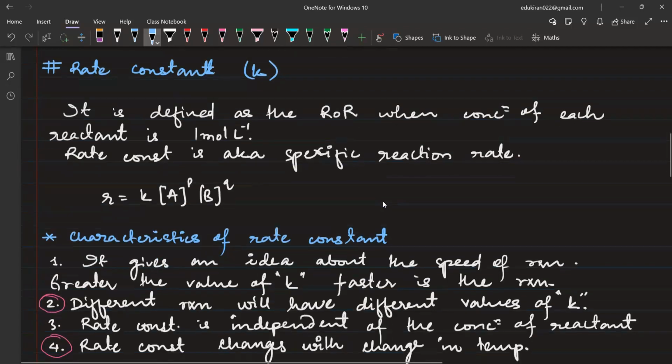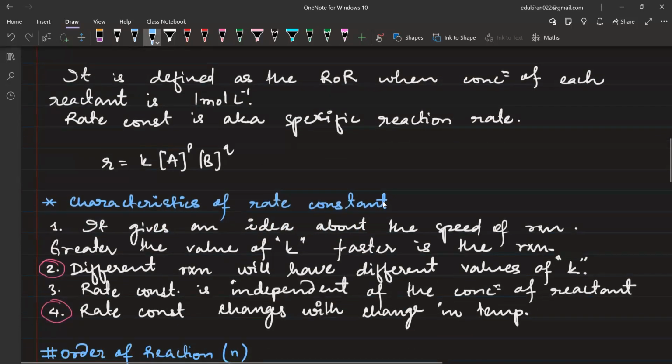Now, what are the characteristics of rate constant? It gives an idea about the speed of reaction, because you have kept it at the standard condition of 1 molar, and if the rate constant is very large, that means the reaction will be faster. Greater the value of K, faster is the reaction. Different reactions will have different values of K. Rate constant is independent of the concentration of reactant, because the rate constant is obtained by keeping concentration constant. Okay? So it is not going to change when you change the concentration.